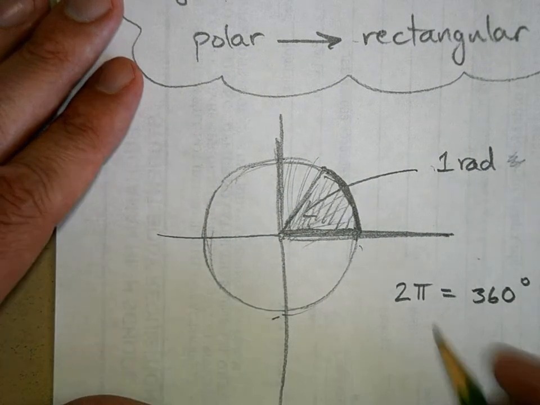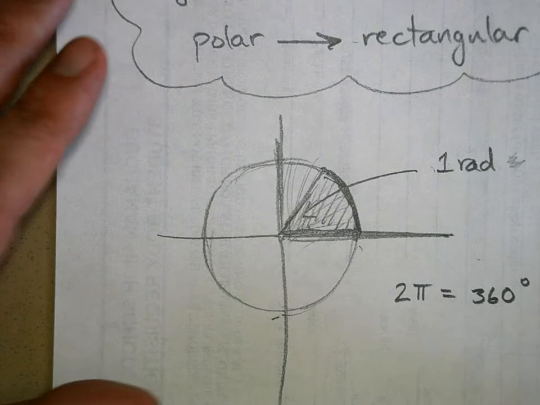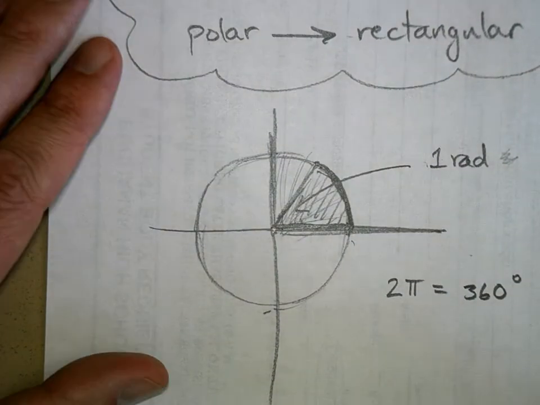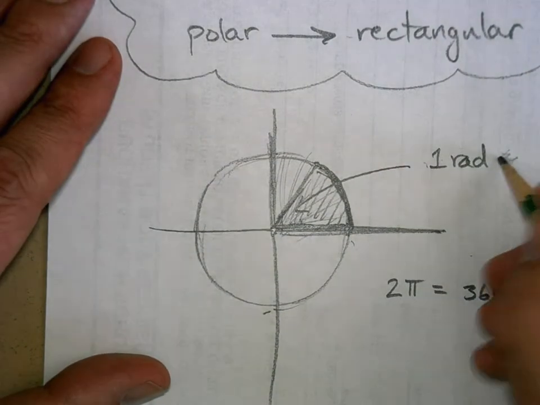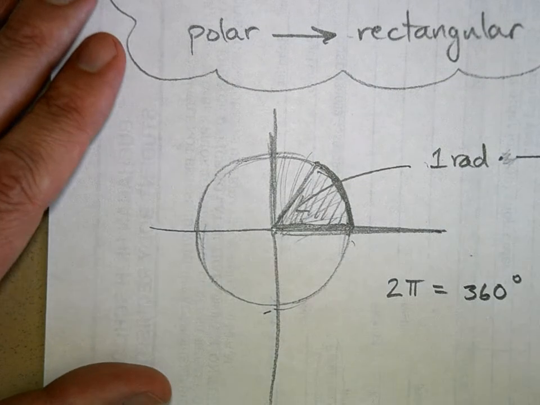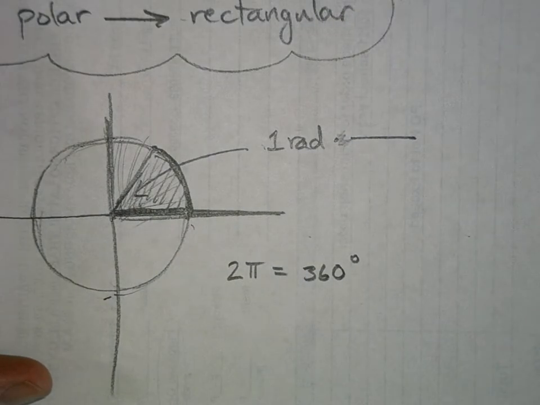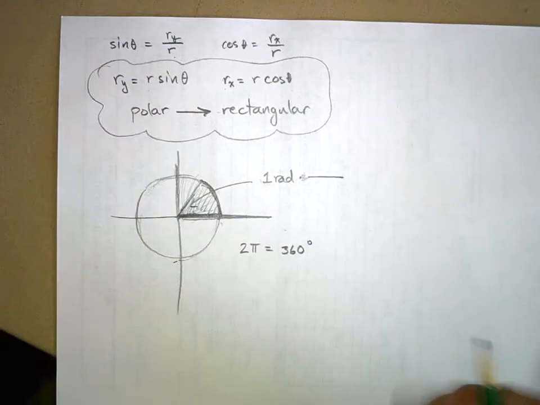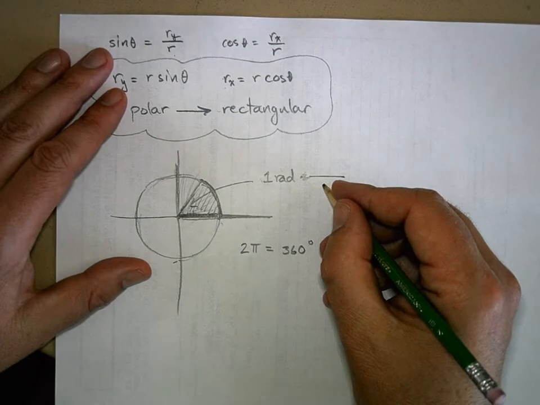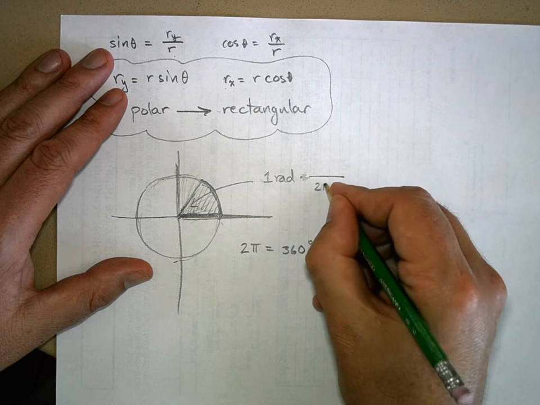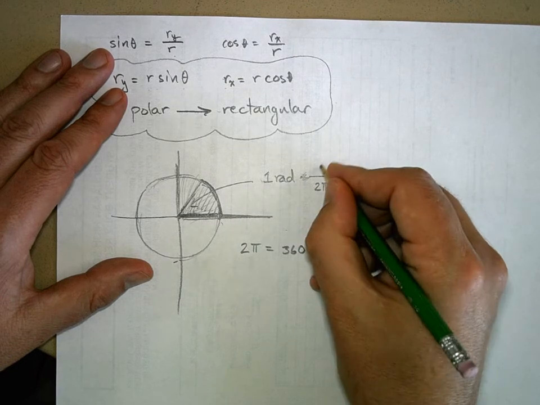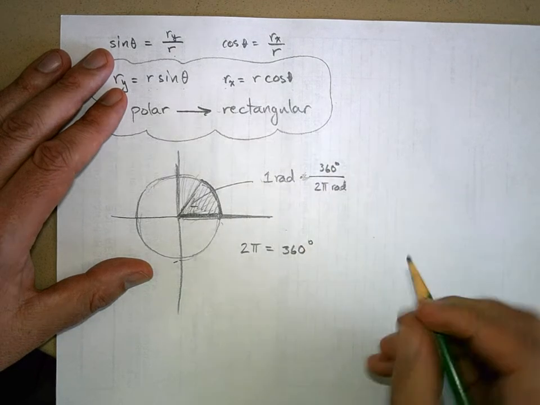And so if I want to do the unit conversion, how many degrees is 1 radian? Oh, I'm sorry, I'm off screen. Tell me if I'm off screen. I'm zoomed in too much. So 1 radian. Well, I know that 2 pi radians is 360 degrees. So the radians sort of cancel.